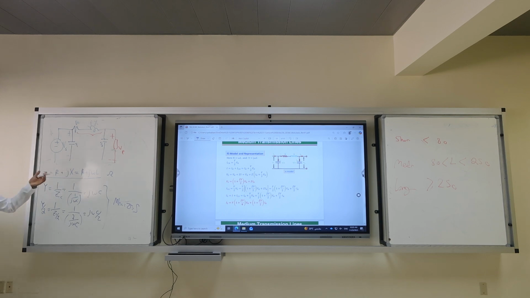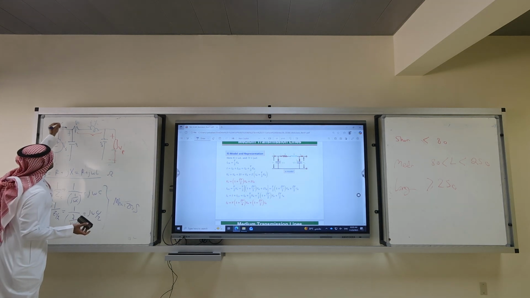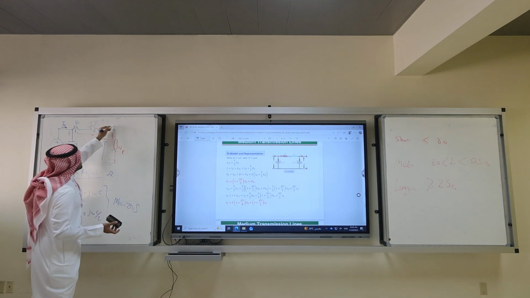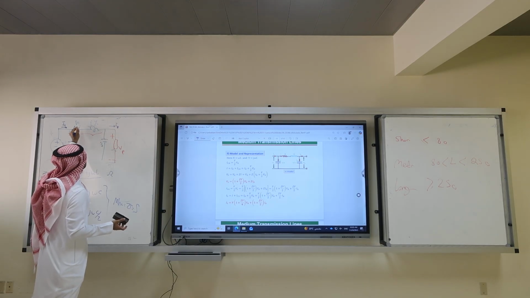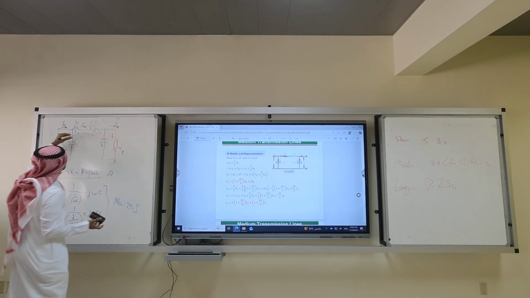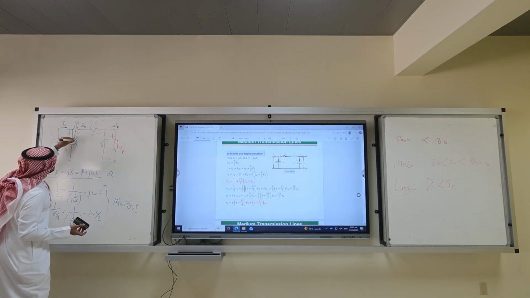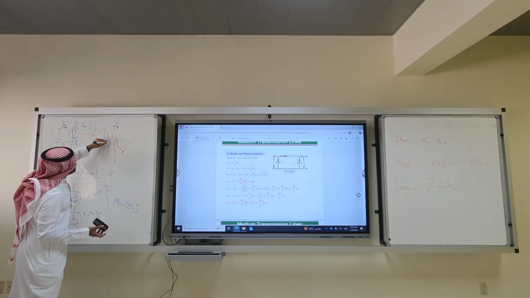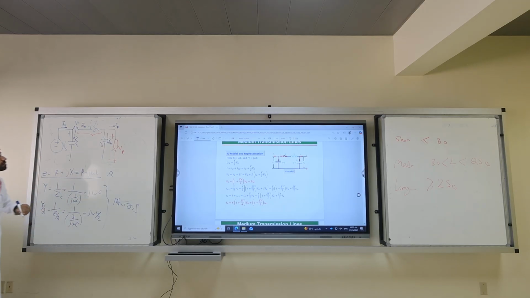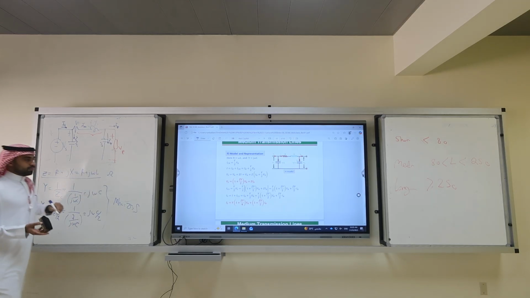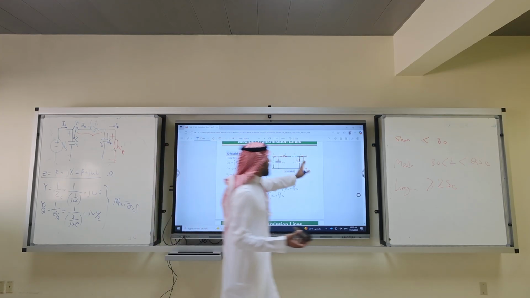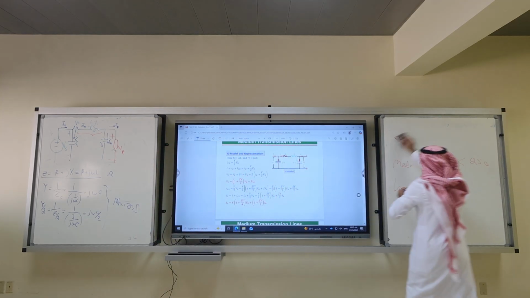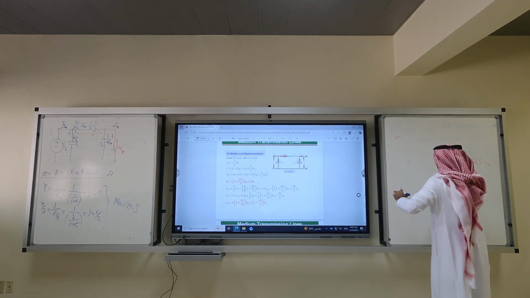So now let's label the current. What is this? What is this current? IS. What is this current? IR. What is this current? We call it I. What is this current? I, capacitor send. What is this current? I, capacitor receive. You agree with me? Yes. So, let's start from right to left. Start from where? Right to left.